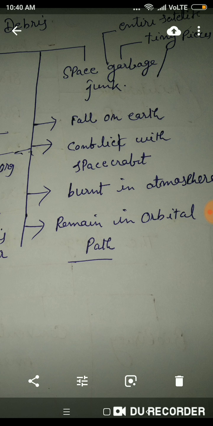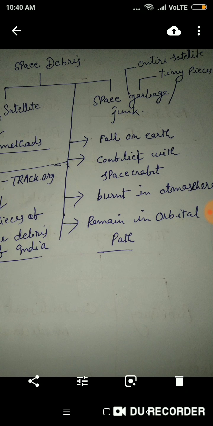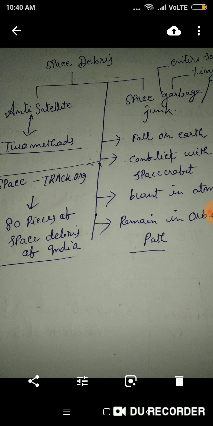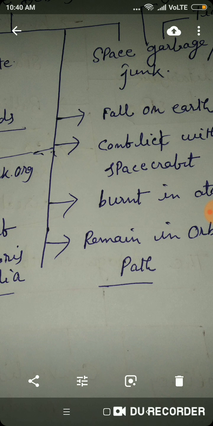And here one important point from the prelims point of view is Microsat-R, because Microsat-R is the object which was the target broken down by the anti-satellite test. So what is Microsat-R? And in the case of India, what India says is that it is not creating any space debris, right?